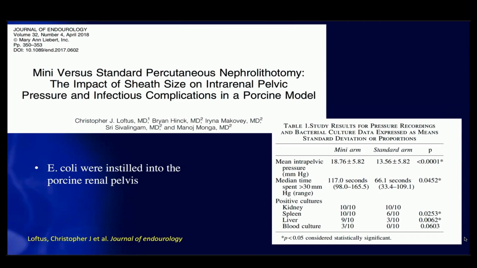In a study that focused more on mini-PCNL, we were able to identify that with high intrarenal pressure, if we place bacteria in urine, we find the bacteria not only in the kidney, but in the spleen, liver, and the blood. We know that voided urine doesn't necessarily correlate with the culture of the stone. So any patient undergoing a stone procedure has the risk of having bacteria in the stone or renal pelvis. By decreasing intrarenal pressure, the hope is that we can decrease the risk of septic complications.